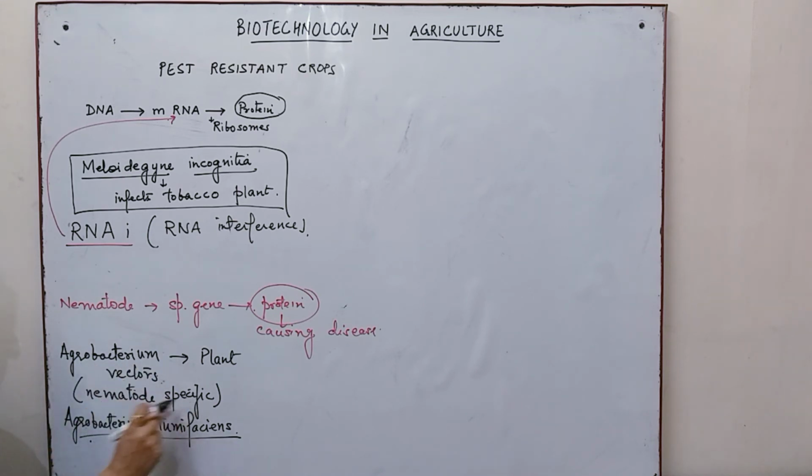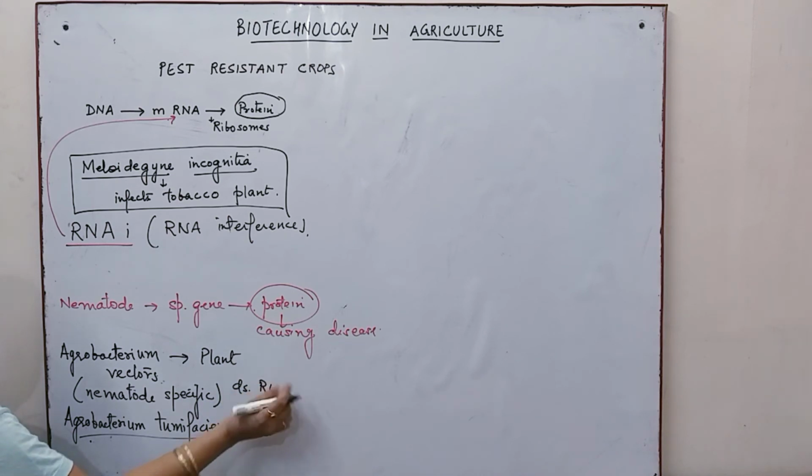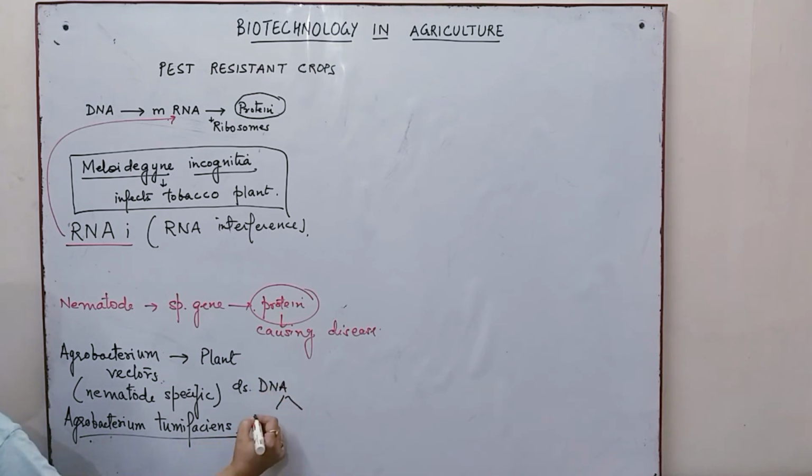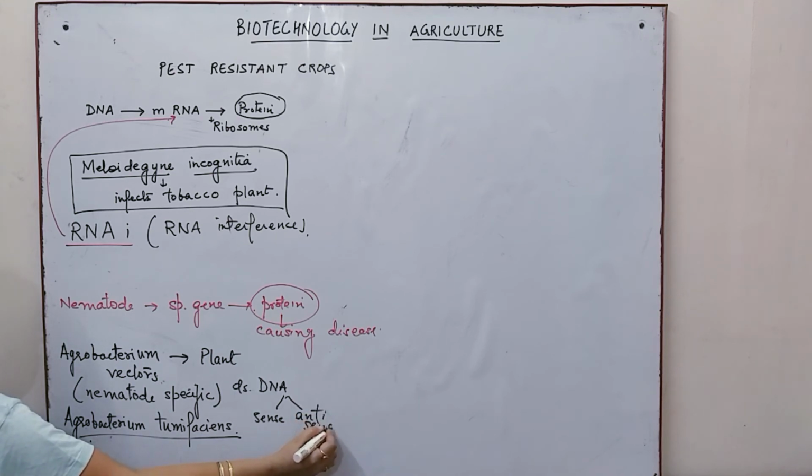So, when we are talking of Agrobacterium vectors, we are actually introducing the double-stranded DNA here. This double-stranded DNA codes for sense and antisense RNA. Now, these two RNAs are complementary to each other, and they form double-stranded RNA. So, it is now double-stranded RNA.